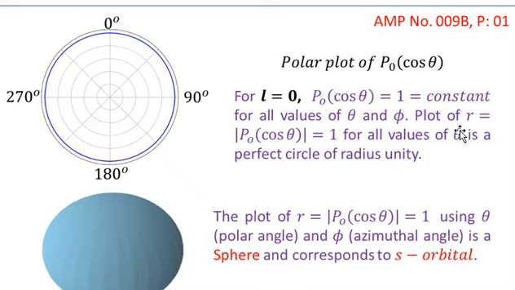The plot of R, where we plot the magnitude of the associated Legendre polynomial, so R is equal to mod of P naught cos theta, which is equal to 1 for all values of theta, is a perfect circle of radius unity. You see that in the upper diagram, I have shown a circle of radius unity.